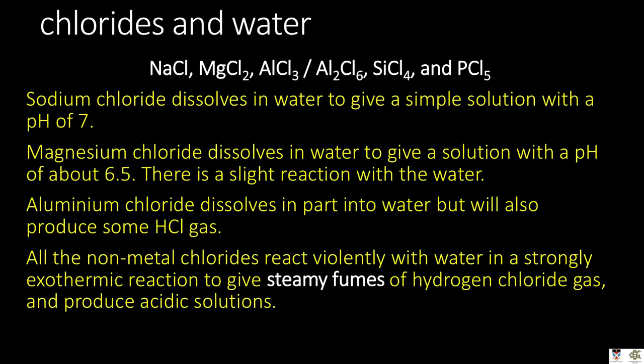So we will consider the behavior of the following chlorides with water: sodium chloride, magnesium chloride, aluminium trichloride, which generally exist as the dimer Al2Cl6, and then silicon tetrachloride and phosphorus pentachloride. The first chloride we'll consider is sodium chloride, and I'm not going to show a video clip for this particular interaction with water because it doesn't really involve a chemical reaction. You're not going to make any specific observations which you're not aware of already.